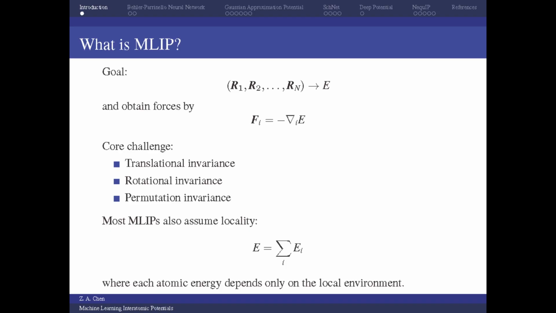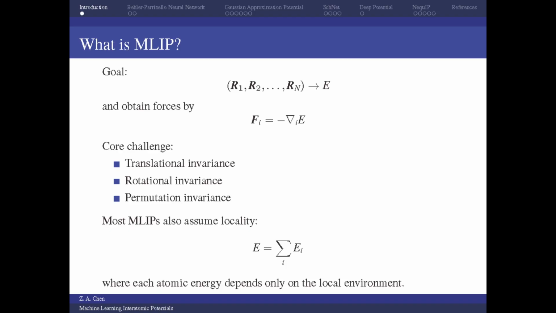First, translational invariance. If we move the entire system together, the energy should not change. Second, rotational invariance. If we rotate the molecule, the energy should still remain the same. Third, permutation invariance. For example, if we exchange two identical hydrogen atoms, the prediction should not change either.